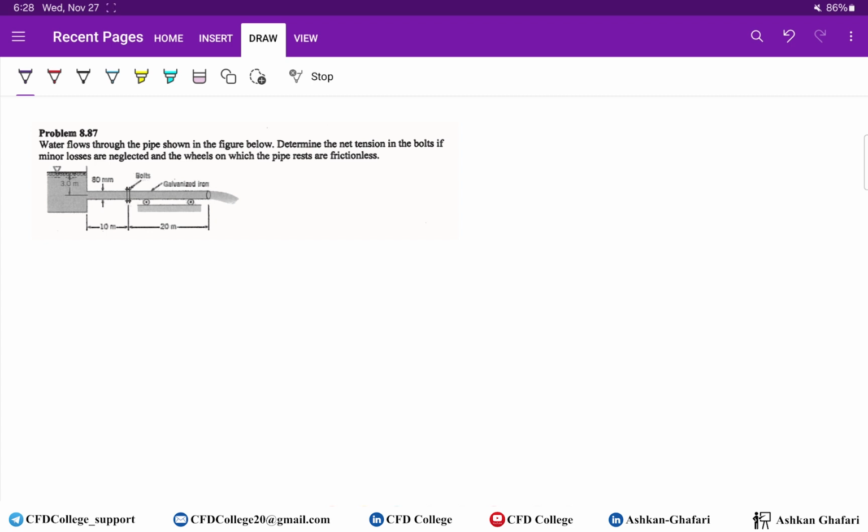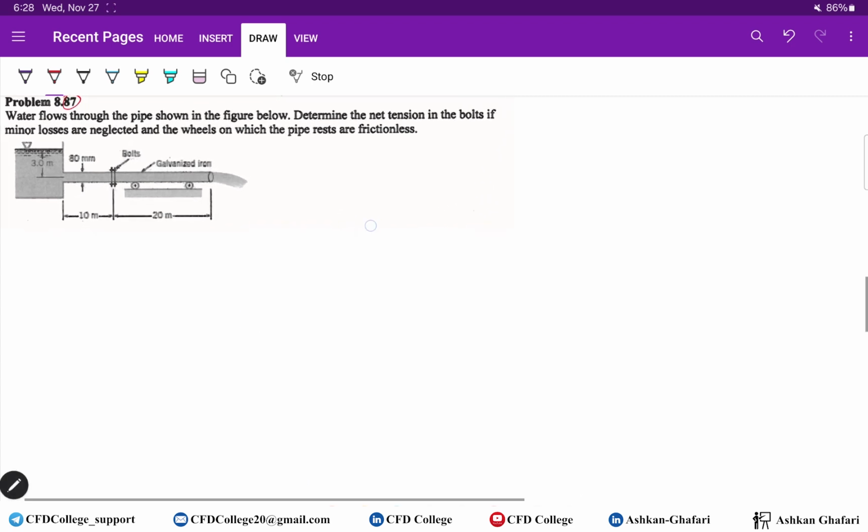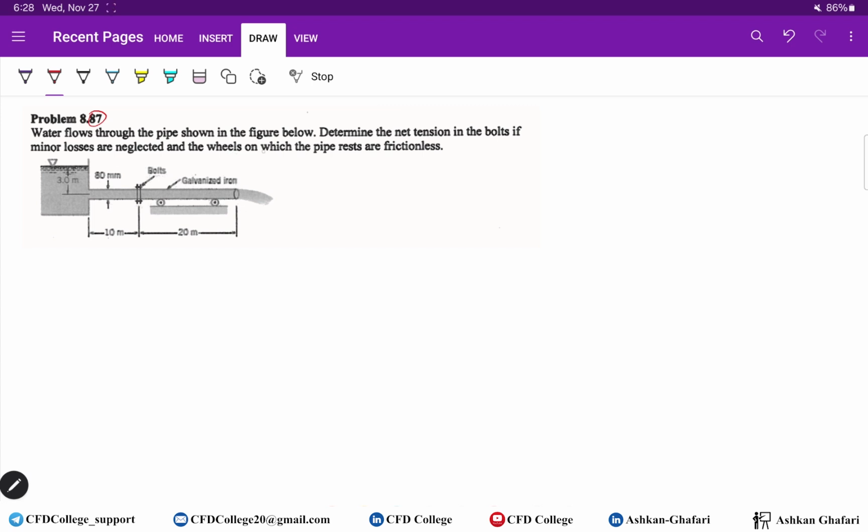It's really a good problem because it is a combination of control volume and flowing pipes. Problem number 87. Water flows through the pipe shown in the figure below. Determine the net tension in the bolts. If minor losses are neglected, minor losses, not major loss, and the wheels on which the pipe rests are frictionless. Okay, so these are not important information because we know that we shouldn't consider them.